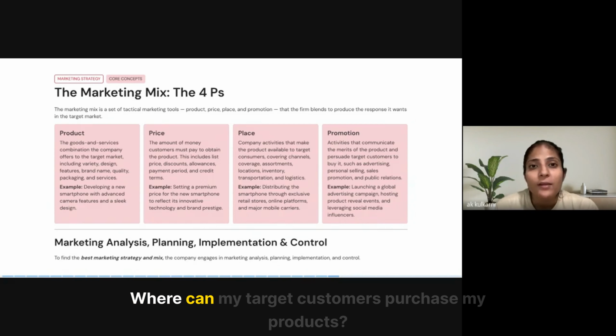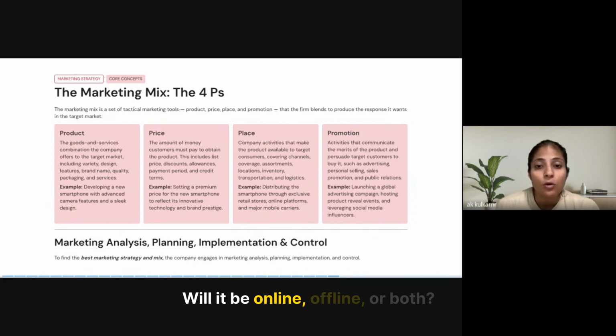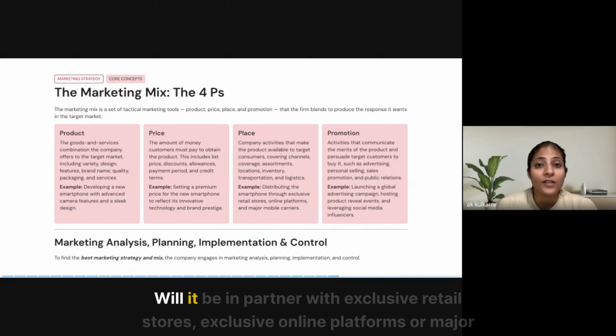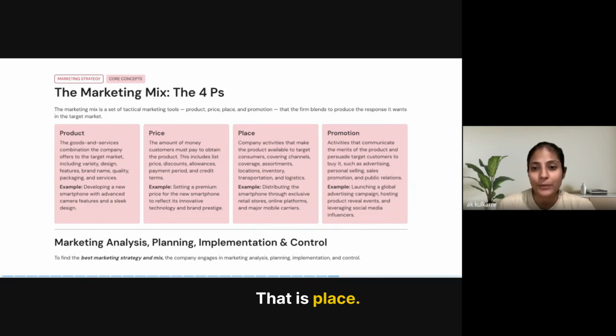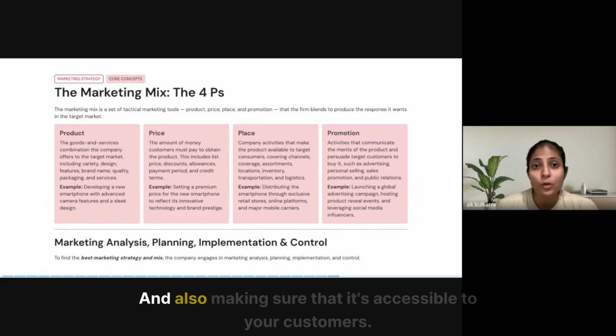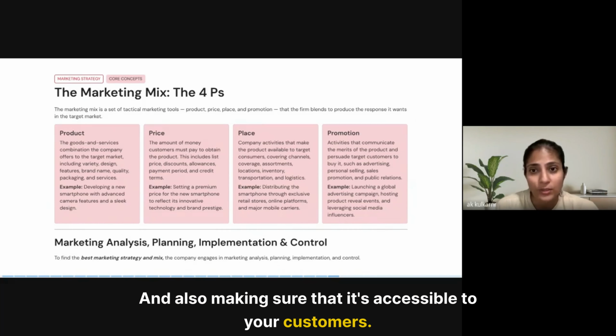Place. Where can my target customers purchase my products? Will it be online, offline, or both? Will it be in partnership with exclusive retail stores, exclusive online platforms, or major mobile carriers? That is place. Distribution, basically. And also making sure that it's accessible to your customers.